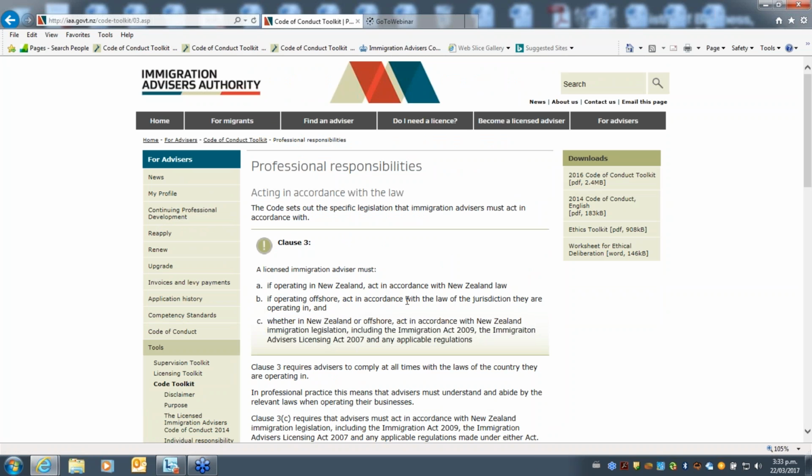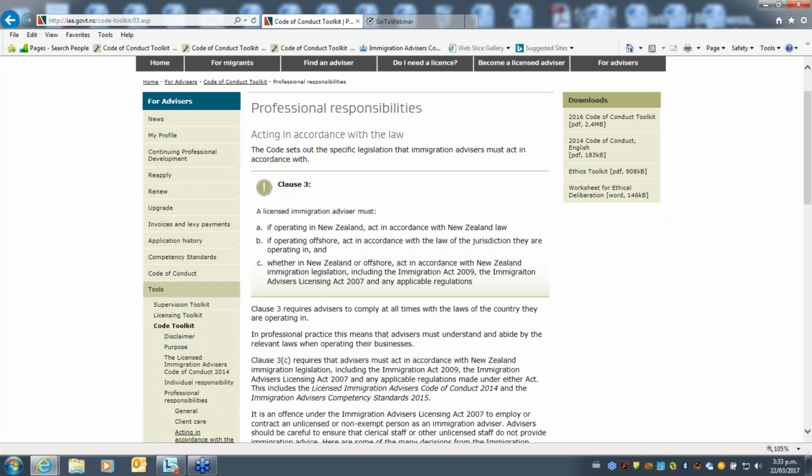So under clause 3, a licensed advisor needs to operate, if in New Zealand, in accordance with New Zealand law, if offshore, in accordance with the law of the jurisdiction that they're operating in, and whether in New Zealand or offshore, in accordance with New Zealand immigration legislation, including the Immigration Act 2009, the Immigration Advisers Licensing Act 2007, and any applicable regulations. So clause 3 is one of the clauses that we deal with complaints against licensed advisors who have allowed or condoned unlicensed staff to provide immigration advice because they're not complying with the Immigration Advisers Licensing Act.